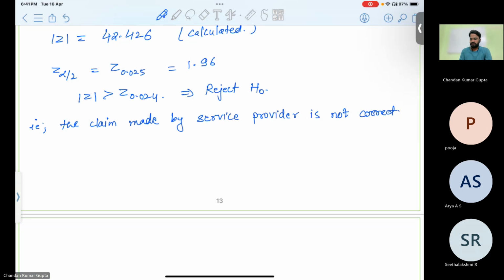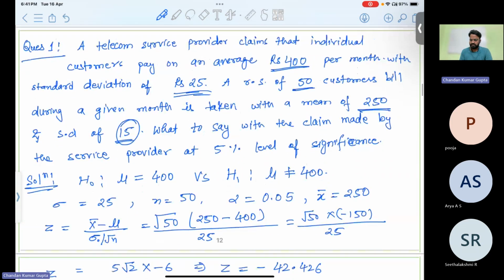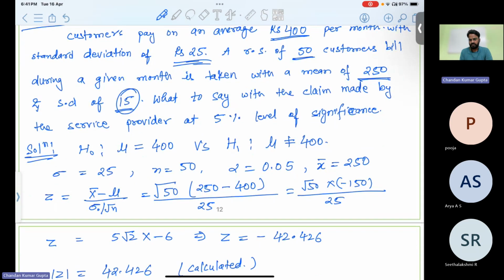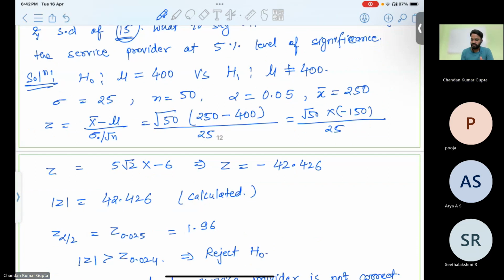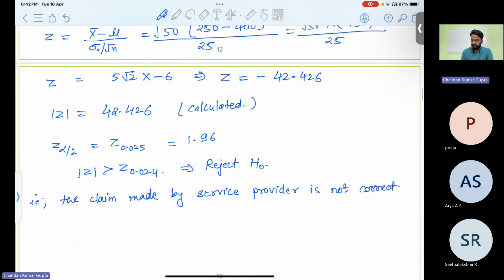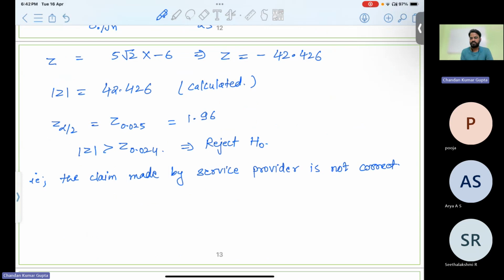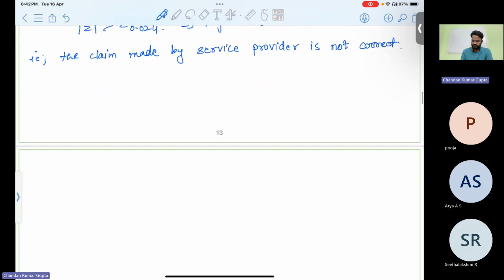The theme of the question is like this: the company has claimed something, we have got some sample, and with the help of the test statistic we find out that the claim made by the service provider is not right or not correct. In a similar manner, we can solve different questions under different scenarios. Like the second question.